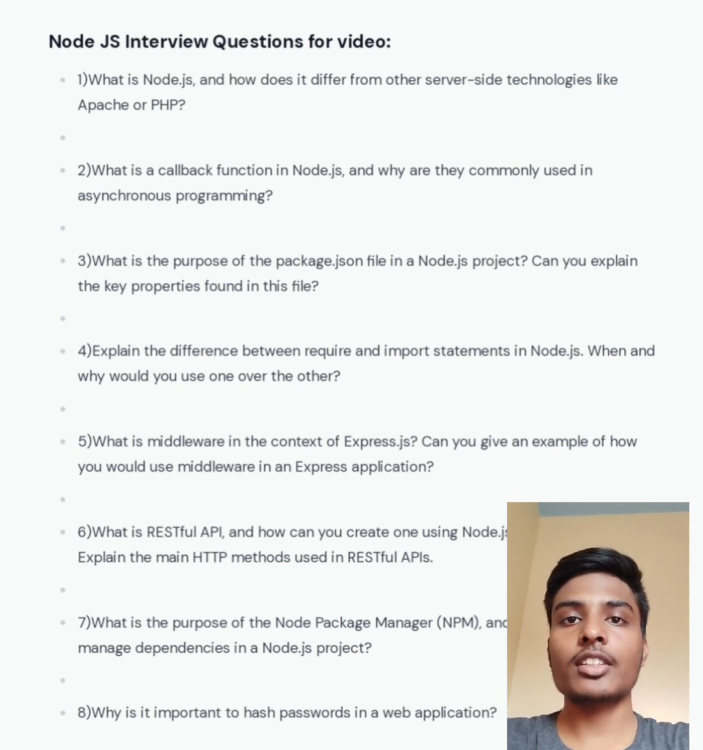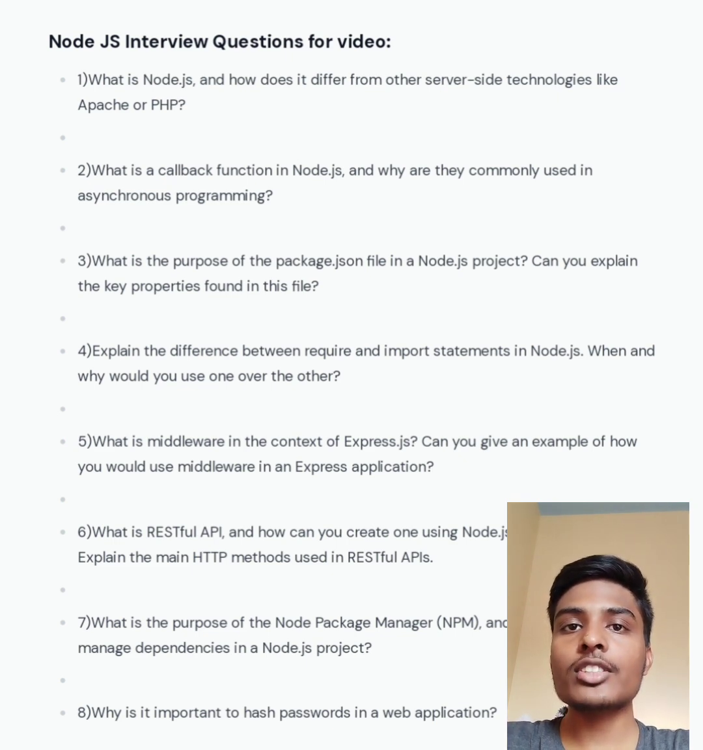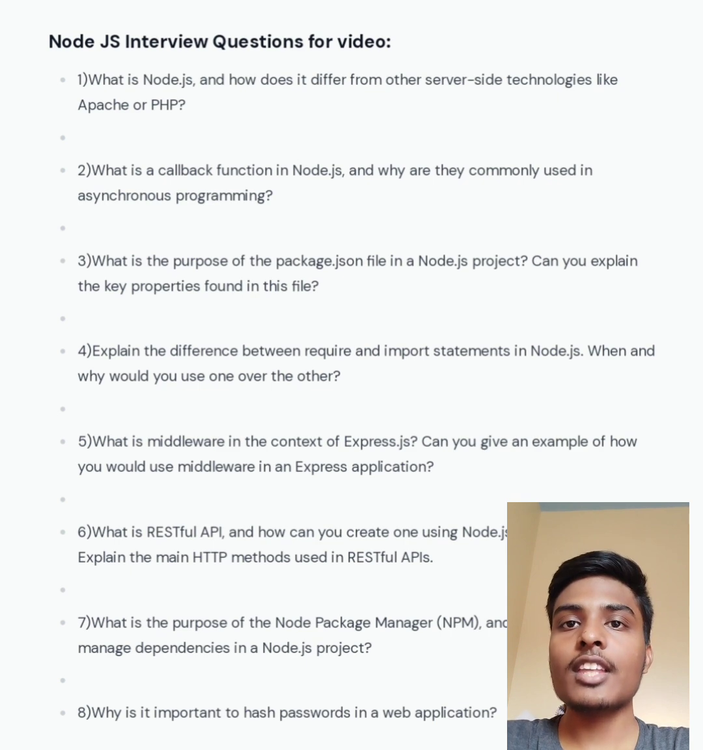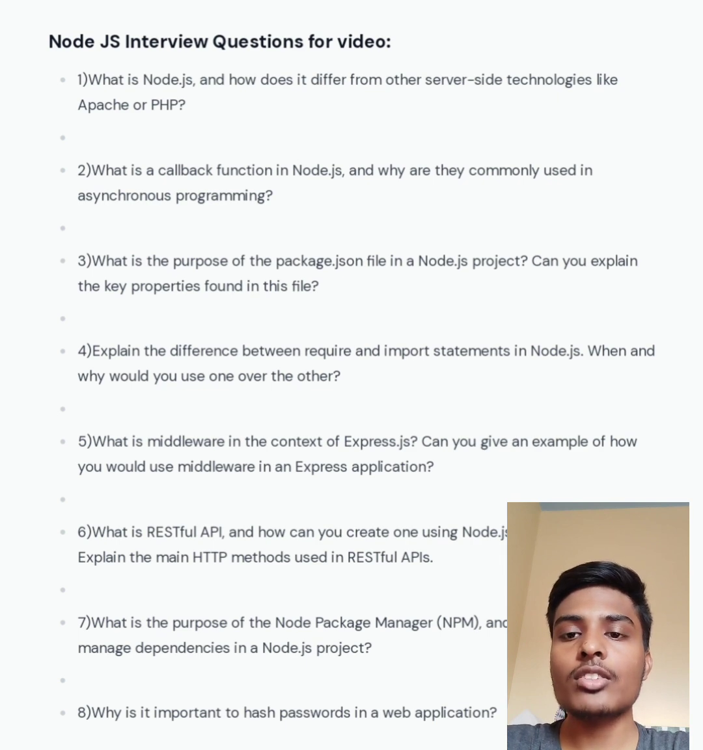Coming to the second question, what is a callback function in Node.js and why are they commonly used in asynchronous programming? A callback function is a function passed into another function as an argument, which is then executed after the completion of the first function. Callback functions allow functions to be executed out of order, enabling asynchronous behavior.